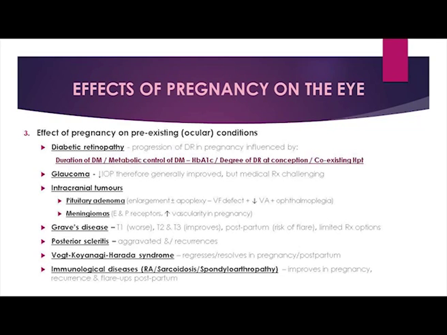Meningiomas, something we see a lot of in middle-aged women, often parasellar or sphenoid wings, so they often have quite a lot of hyperostosis, but because there are estrogen and progesterone receptors, they can enlarge during pregnancy.